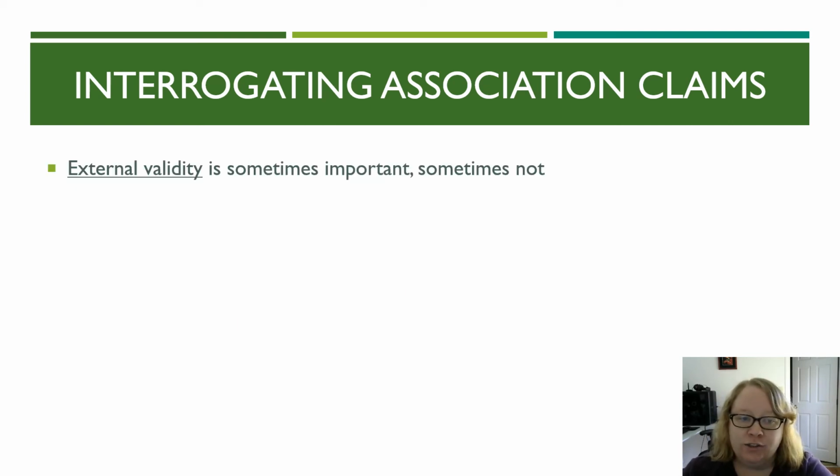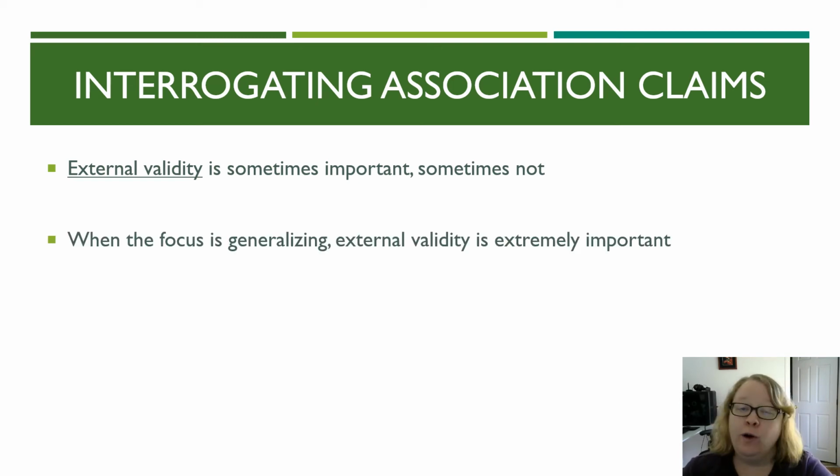All right, now external validity is sometimes important and sometimes it's not. When the focus is on generalizing, so if the purpose of your correlational design is to generalize, then external validity matters a lot. And if you think back to when we talked about sampling, ways that we can improve external validity would be things like getting a random sample. It's how, not how many, that matters for external validity.